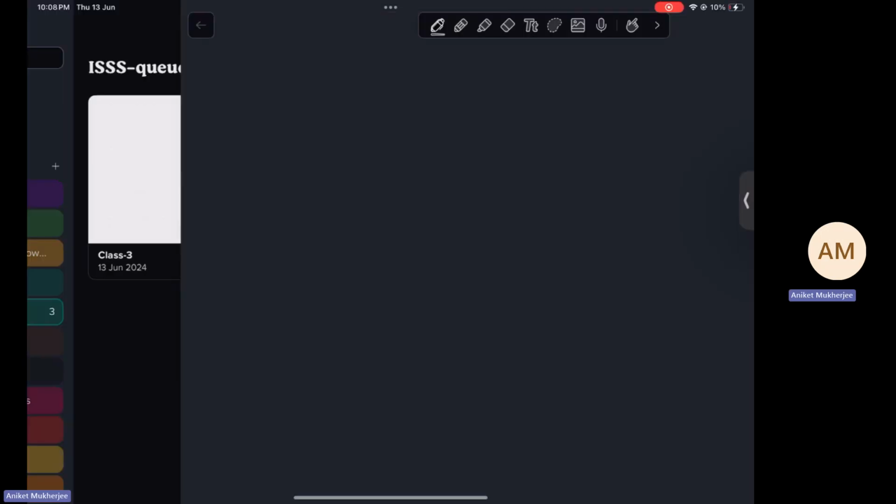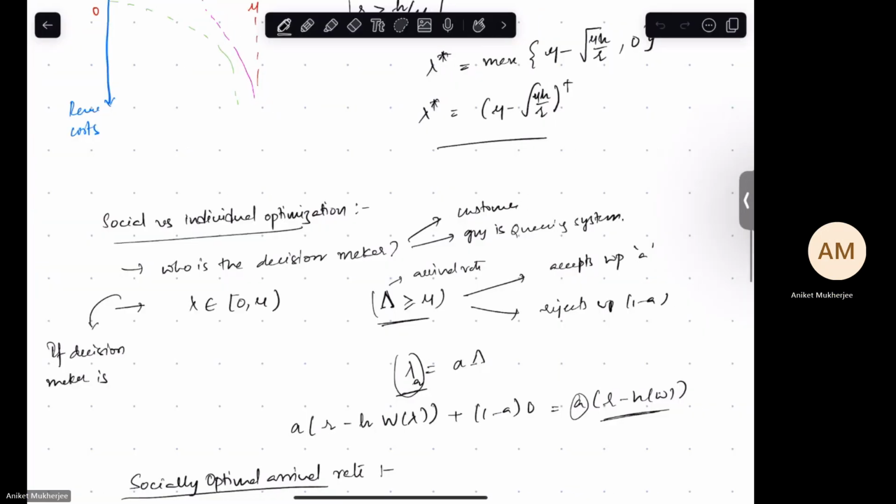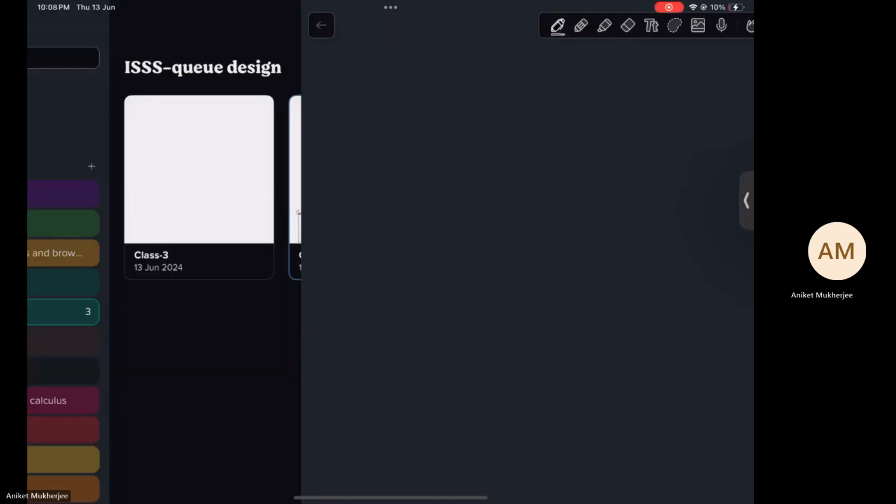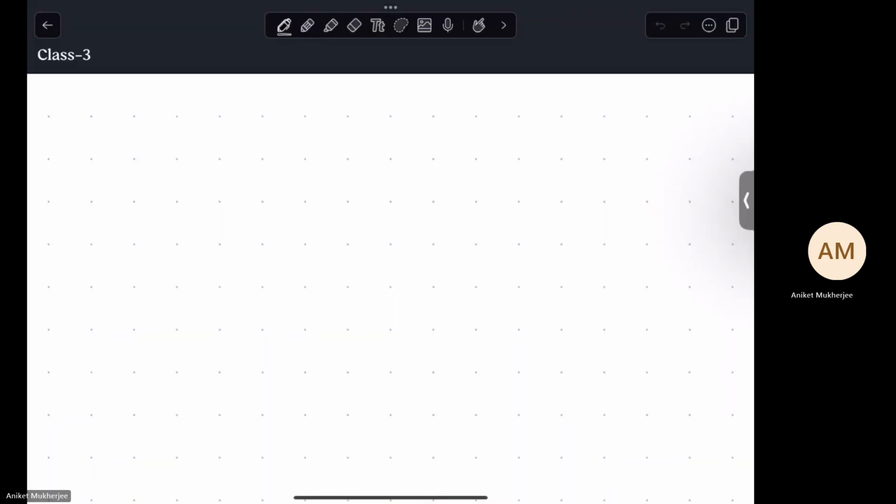Yes, so an upper bound on the optimal element, right?